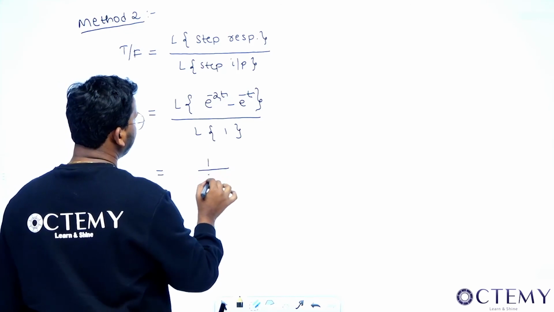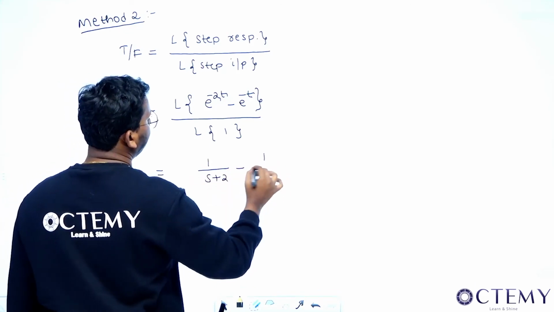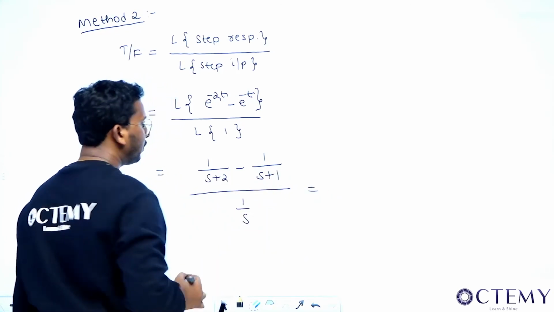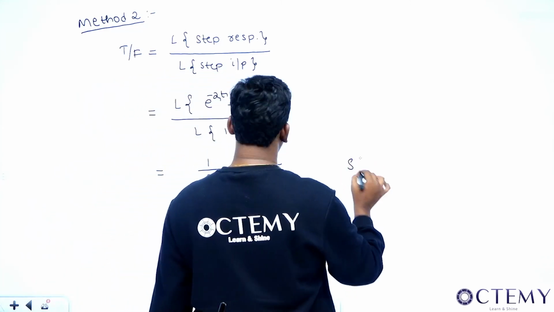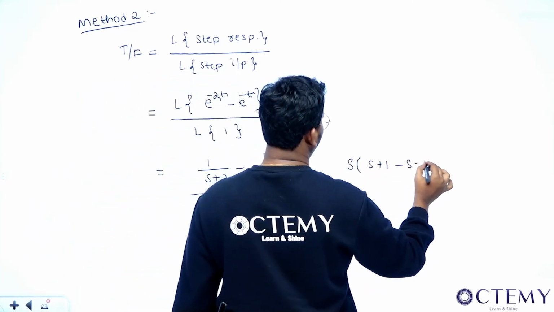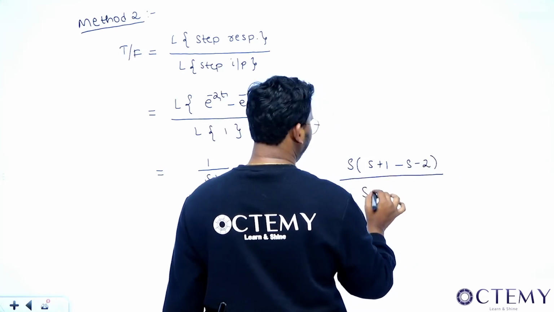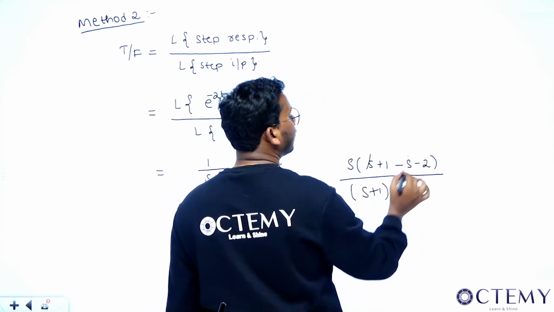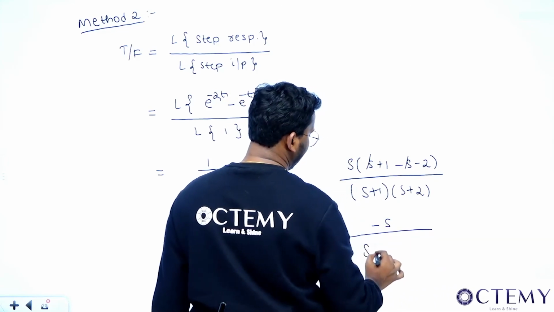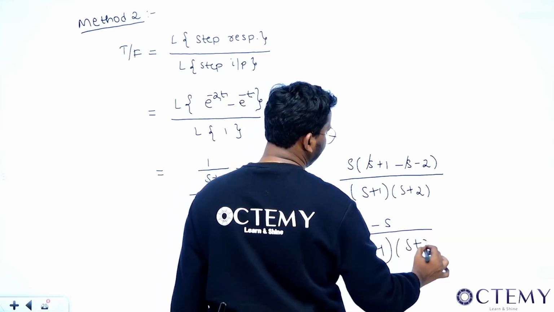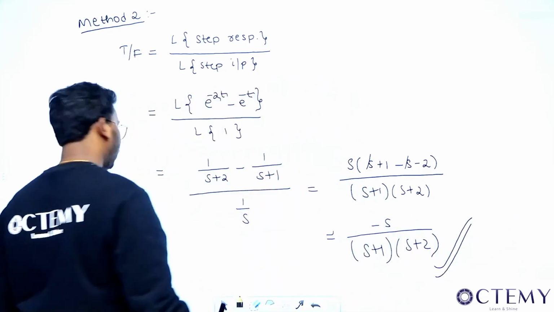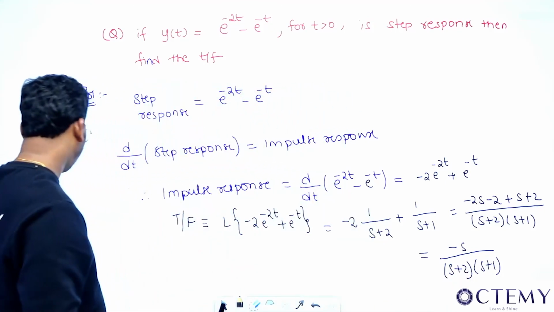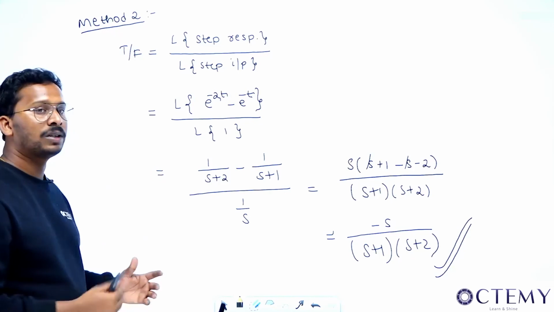Then what will this become? It will become 1 by s plus 2 minus 1 by s plus 1 whole divided by 1 by s. So see, sir, what will this become? This will come in the numerator. So s into s plus 1 minus s minus 2 whole divided by s plus 2 into s plus 1. So see, sir, what will you get this as? This s gets cancelled. This is minus s divided by s plus 2 into s plus 1. So same way, sir, you will get the same answer even from this particular method or the method which you have done in this one, sir. Right? So whichever method you do, you should get the same answer.